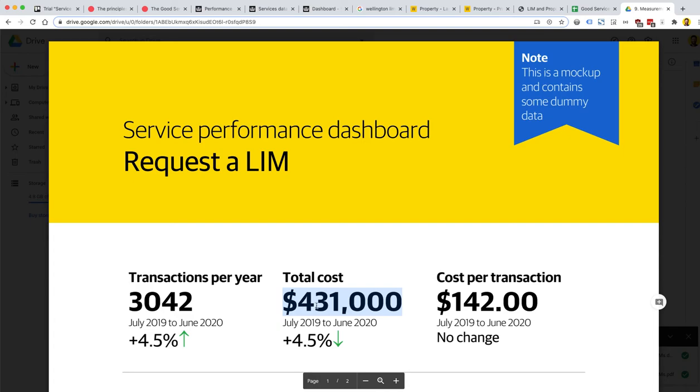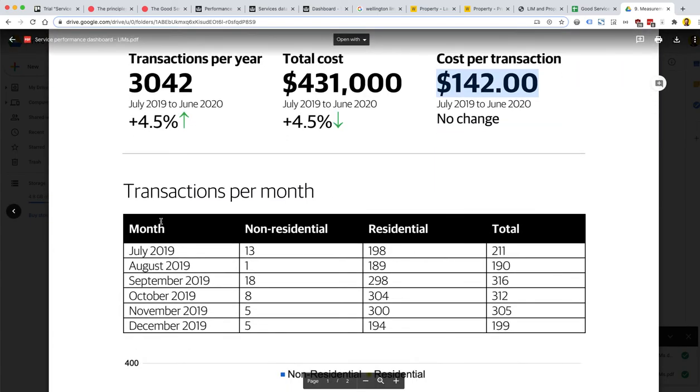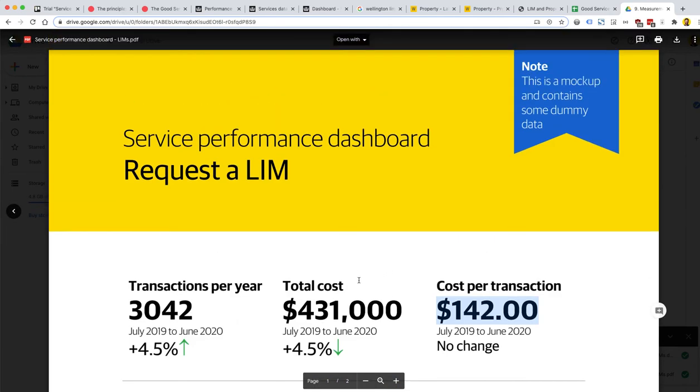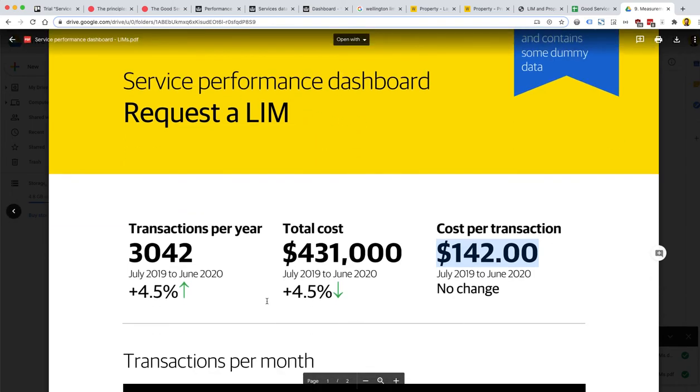Total cost, this is actually close to the cost of the salaries for the people doing it. So you can say that's pretty close to the cost per LIM for the organization, and you can compare that to what we charge for LIMs. We charge both above and below that depending on the category of LIM. You can see transactions per month. This is simply the data that Shane gave me, but you could imagine providing this performance dashboard for every single service we provide across the council.